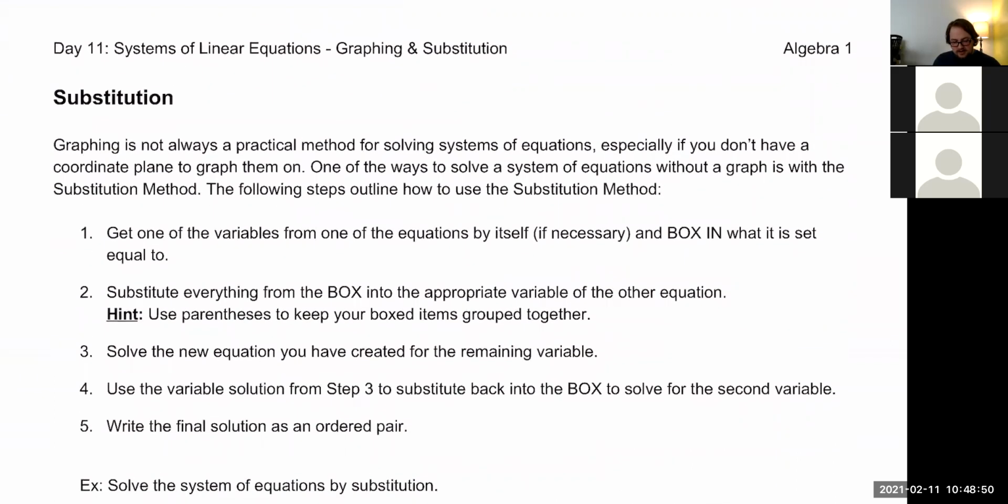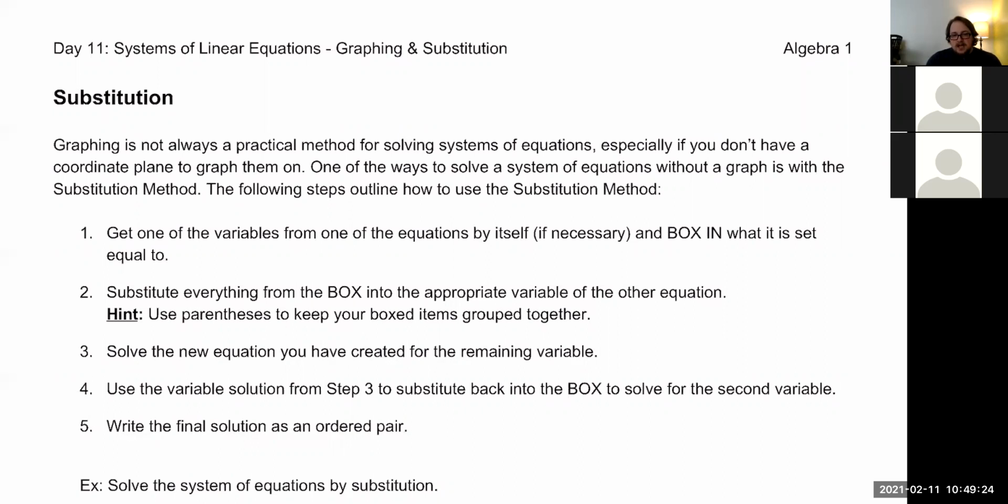So here comes our second method for today. Substitution. So when graphing lets us down, because maybe they intersect at an ordered pair like 107, 263, I've never given you a graph big enough to do that. So when graphing kind of lets us down, we can always fall back to one of these other two methods. Today's method includes substitution.